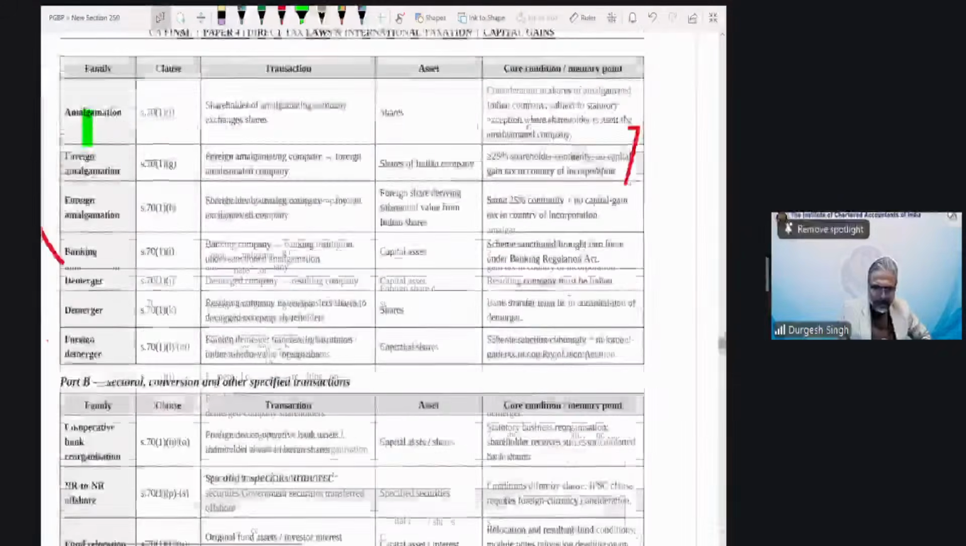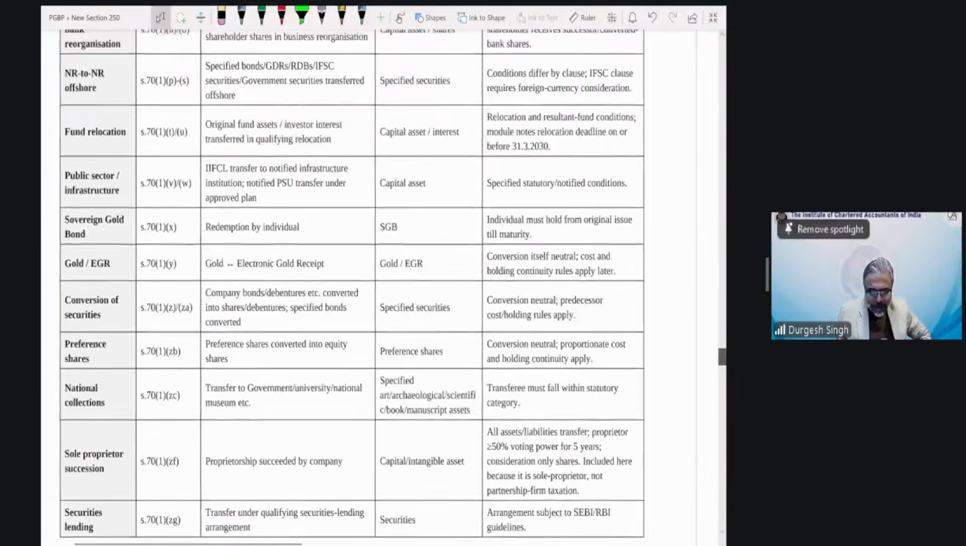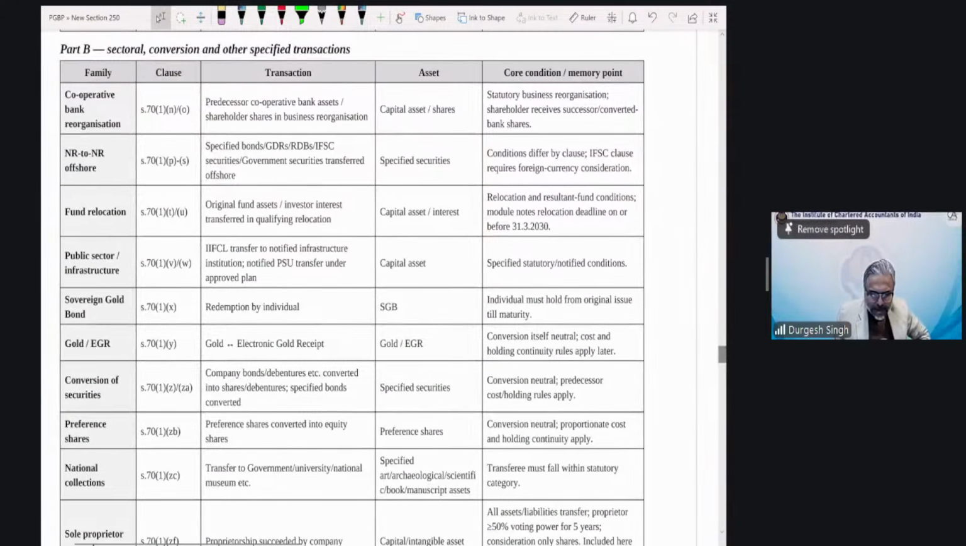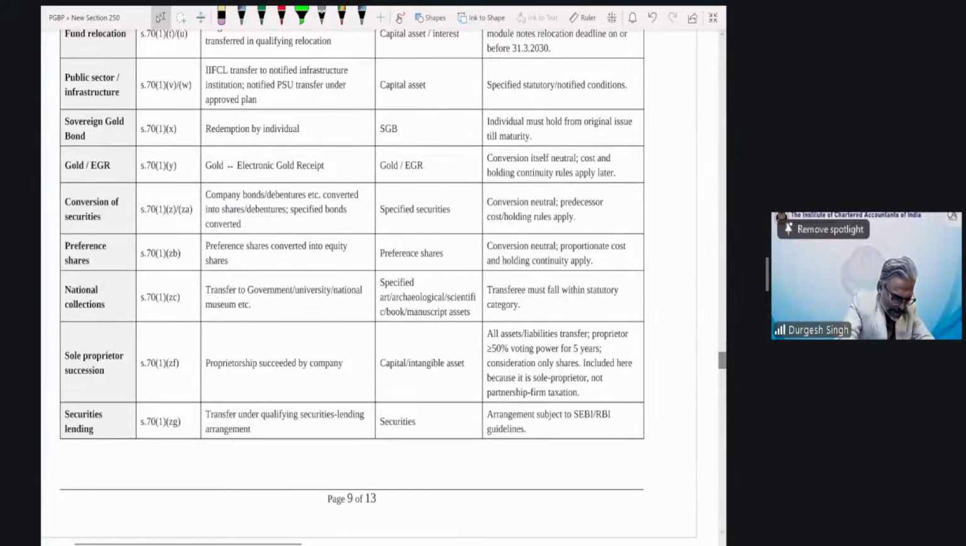Students, over here, part B, if you see, sectorial, conversion, and other specified transactions. I will pick up some sectorial, students. You can just ignore it for the time being. As and when it comes, that will get addressed. Just pick up this particular part. I'll just take across right now whatever is eligible for you to recall.